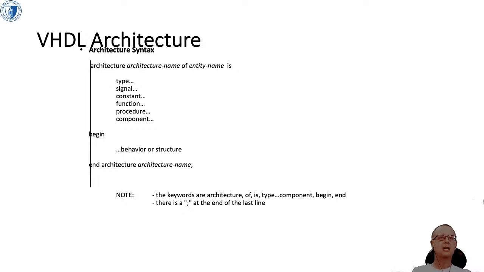Architecture name of entity name is, and then we might have types or signals or constants. So those are things that we need to define before we use them. Sometimes you don't need to define anything, you're just using something simple. And in the lab today, there won't be anything between the architecture and the begin. We don't need to do any of this stuff. For some of the more complicated stuff we're going to do, we will need to do extra stuff. And then there's the behavior or the structure, and then we end it.